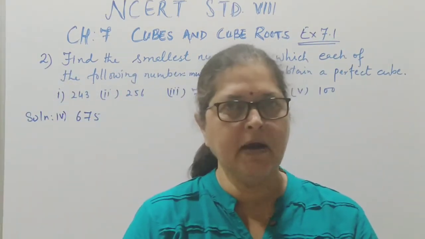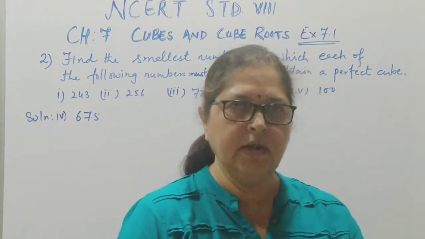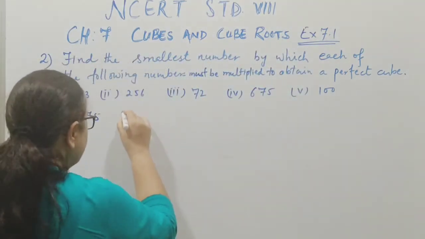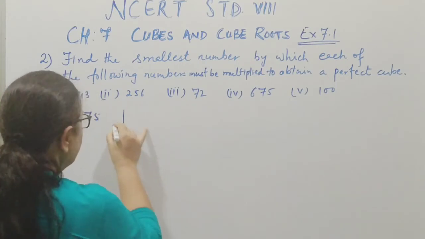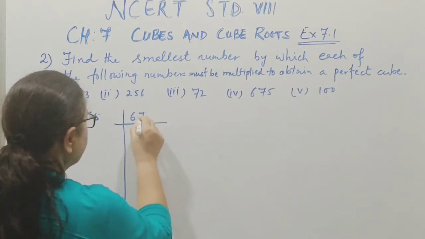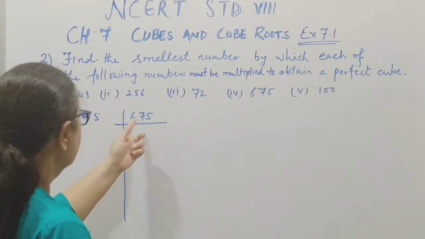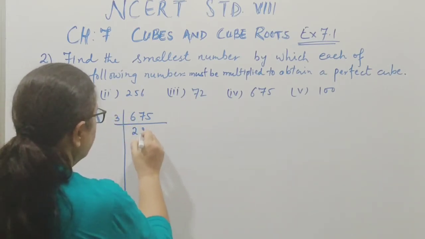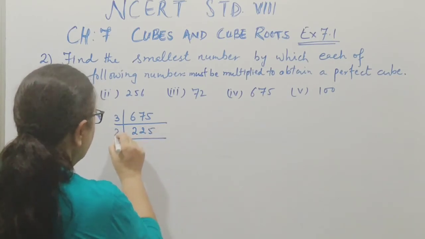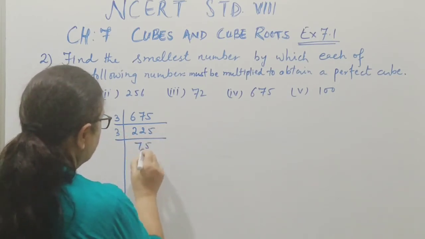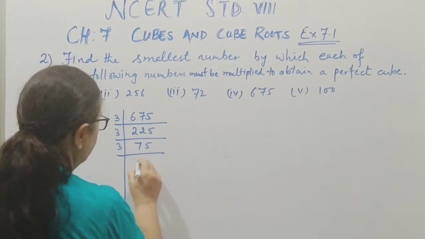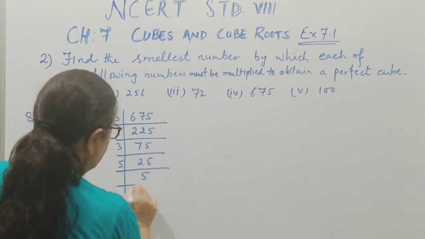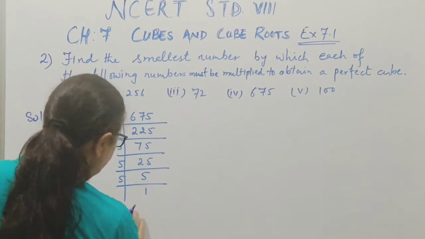Next, fourth part of question number 2. The number is 675. Let us factorize it. It's an odd number, so it is not divisible by 2. Let us check the divisibility by 3. Yes, it is divisible by 3. So we'll get 225, again by 3, 75, again by 3, 25, then 5, then again 5.